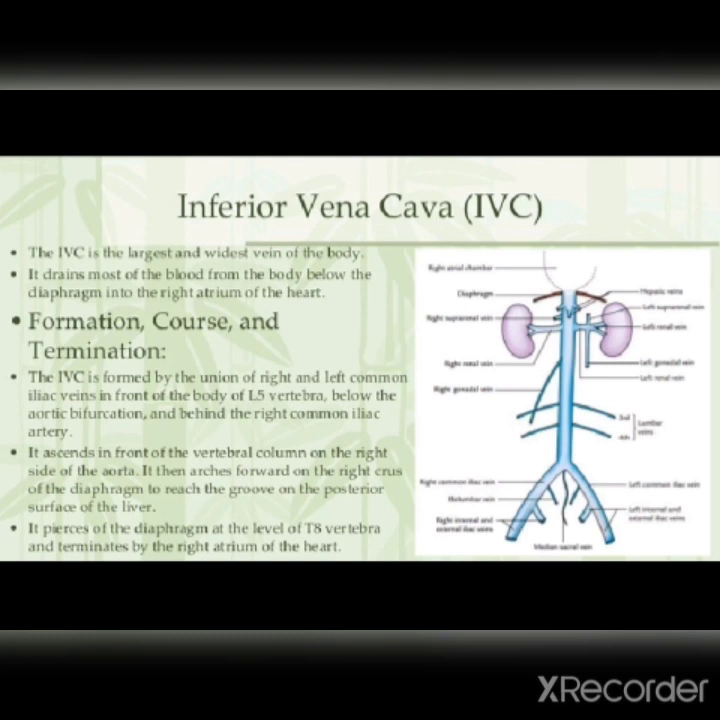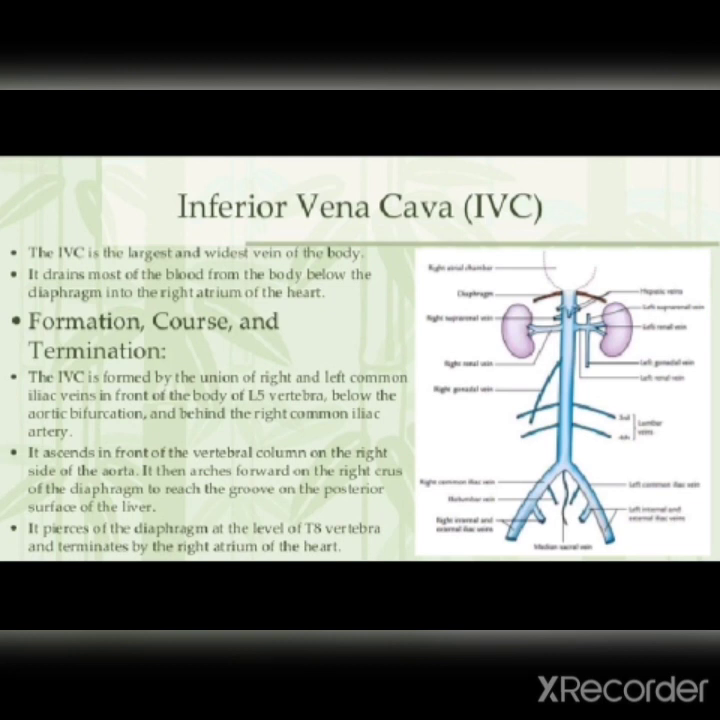Now, formation, course and termination: how the inferior vena cava is formed and how it courses. This all is in the abdomen. It is formed on the posterior wall of the abdomen, then its course is there, and its termination is also under the posterior wall of the abdomen only.